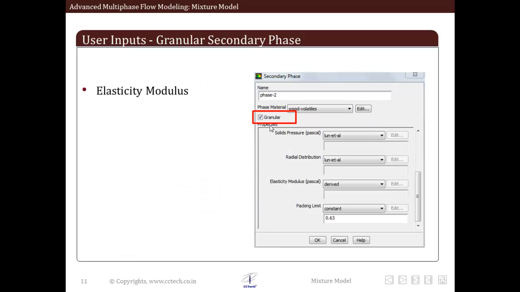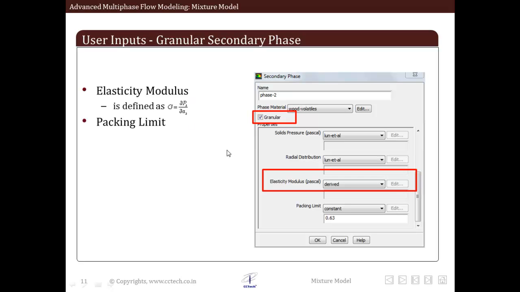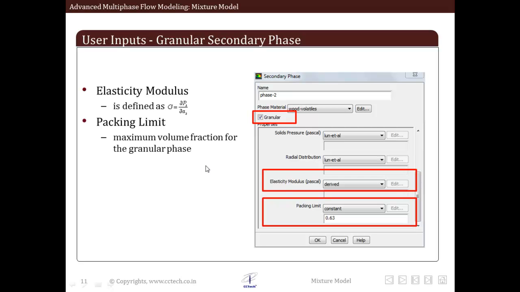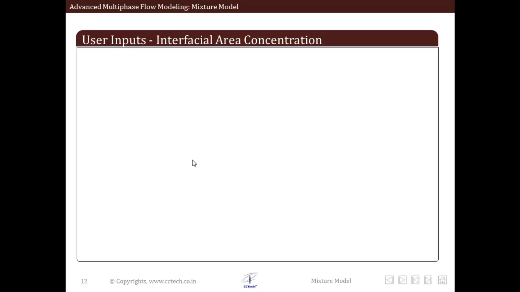The next property is the elasticity modulus, which is to be specified here. This is defined by this particular term, which is given by G. Then we need to specify the packing limit, which is specified here. This is the maximum volume fraction for the granular phase. Next, we will see how to activate the interfacial area concentration option and what are the properties required in order to set up this interfacial area concentration.